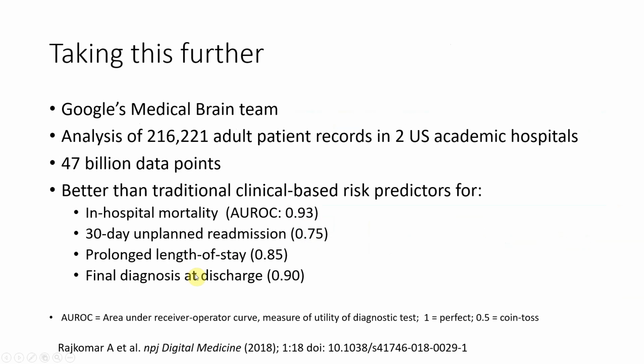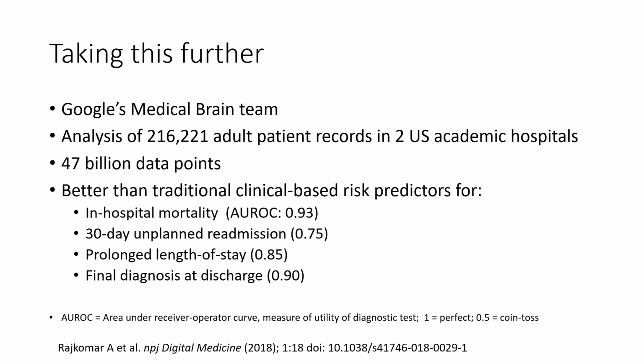So another example, also linked to Google, in the United States: they have a medical big data research team called Medical Brain, and they published this study in Nature Digital Medicine in 2018, where they analysed the records of about 110,000 patients, and from those records they collected about 47 billion points of data. They used all this data to try and create models that would predict patients' risk of various hospital outcomes, and you can see them there.